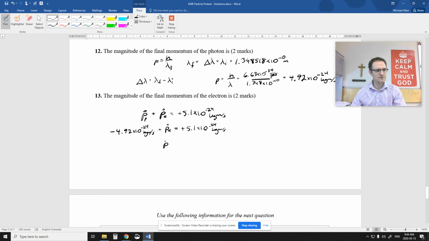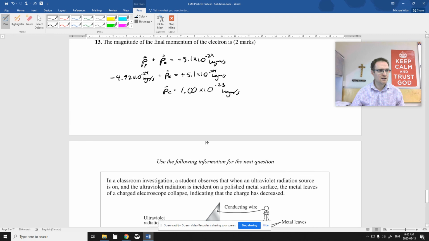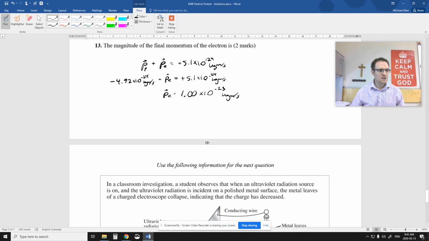Now I'm going to rearrange this to find the momentum of my electron. I'm going to add over that number, because it's negative. This number plus my answer, I get 1.00 times 10 to the negative 23 kilogram meters per second. Yes. So we had to go back to our very first chapter for this because of conservation of momentum. Sounds pretty cool. This is supposed to be an E there.